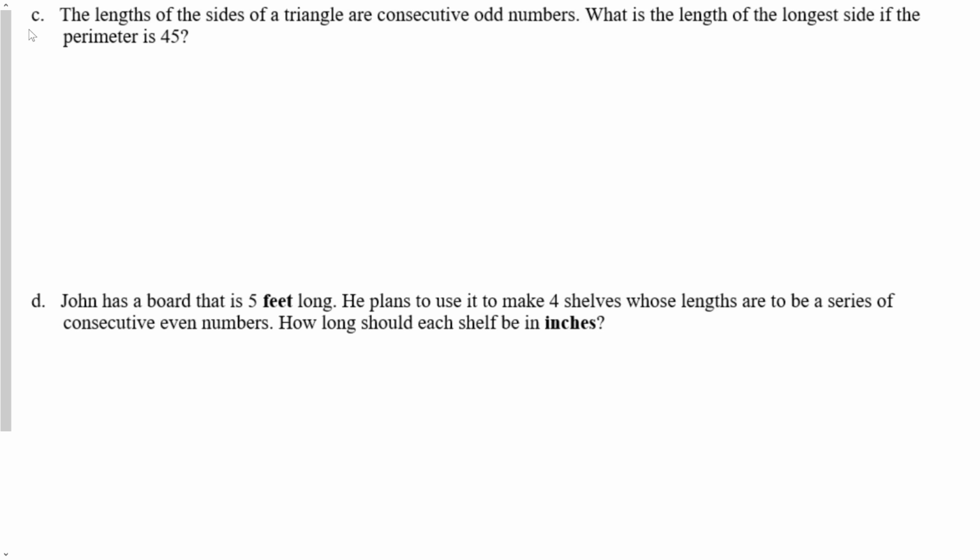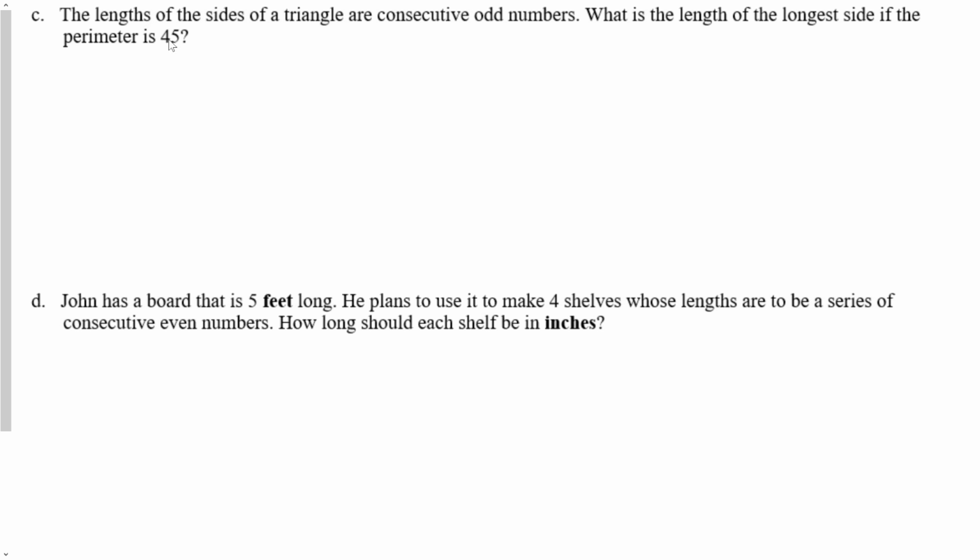A triangle, hopefully everybody is comfortable realizing that a triangle has 3 sides. And if you're talking about the perimeter of a triangle, unlike a square or a rectangle or a lot of other shapes, there is no specific formula for the perimeter of a triangle other than to simply add the 3 sides together. So again, this is another problem where you're going to take 3 consecutive odd numbers, 3 again because of the triangle, and you're just going to add them together.